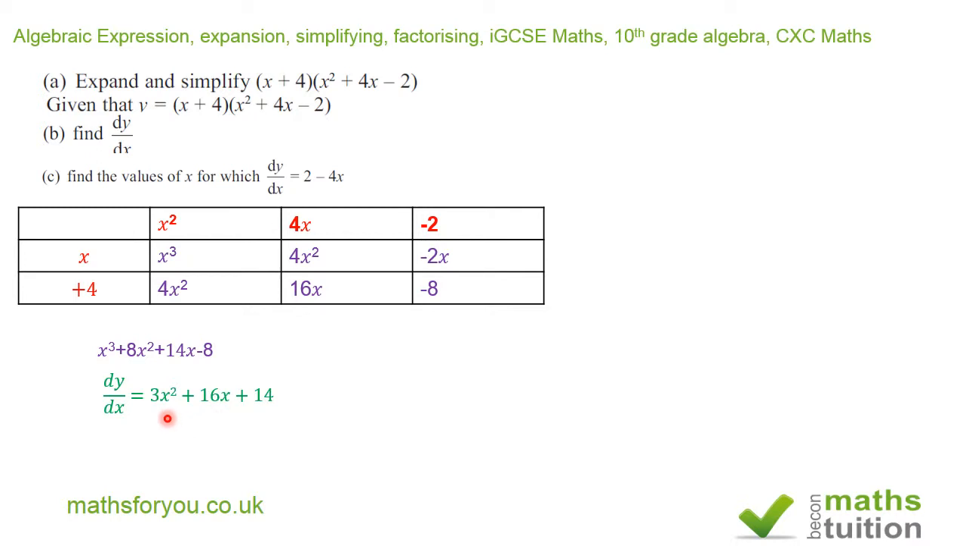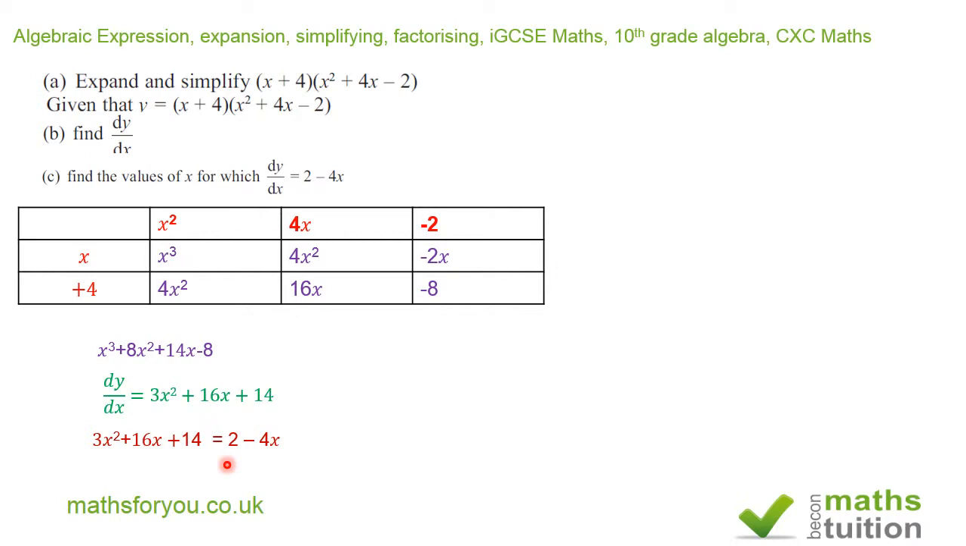Now, for the next section, we want to find the derivative of what we just expanded. So dy/dx of x³ is 3x², and dy/dx of 8x² is 16x, 2 times 8 is 16, and dy/dx of 14x is 14, and of course the derivative of the constant is 0. And again, for that you get 3 marks.